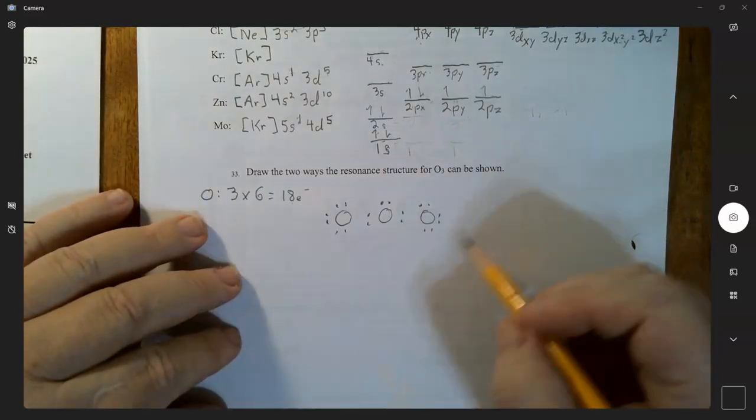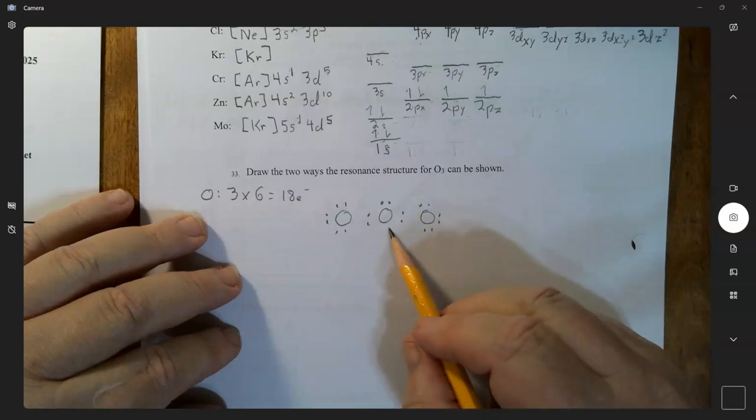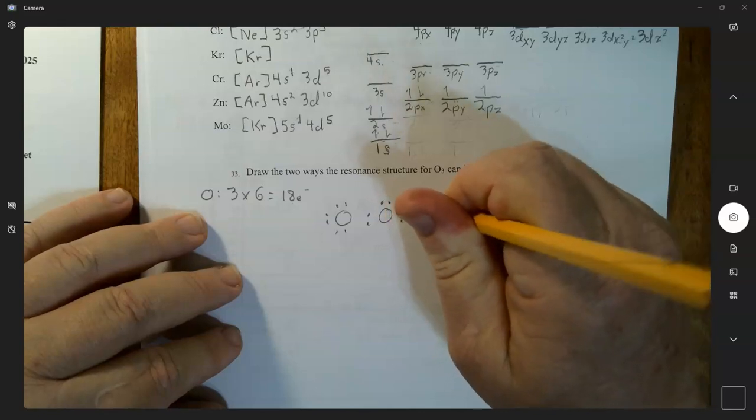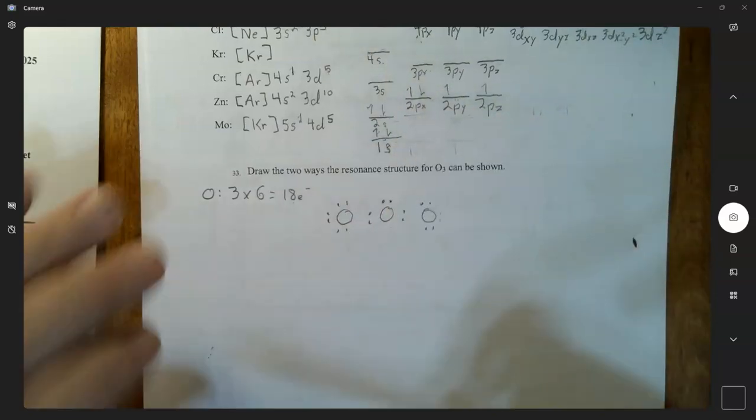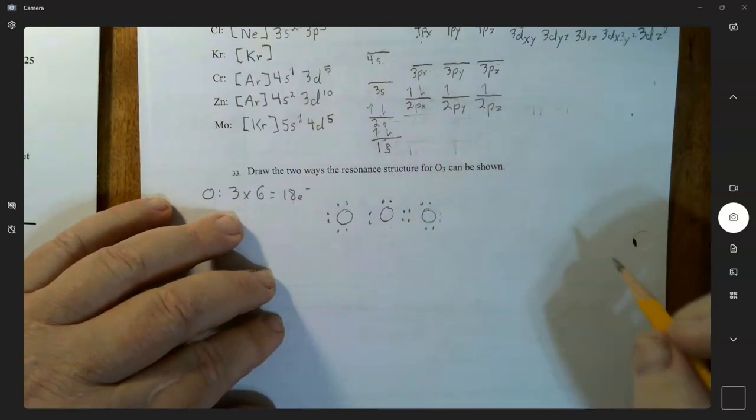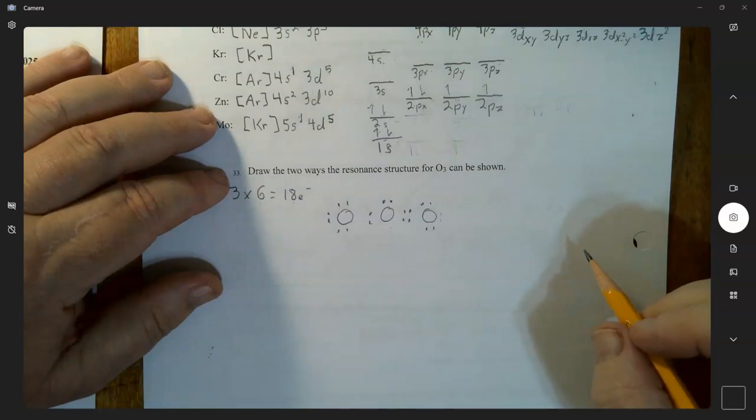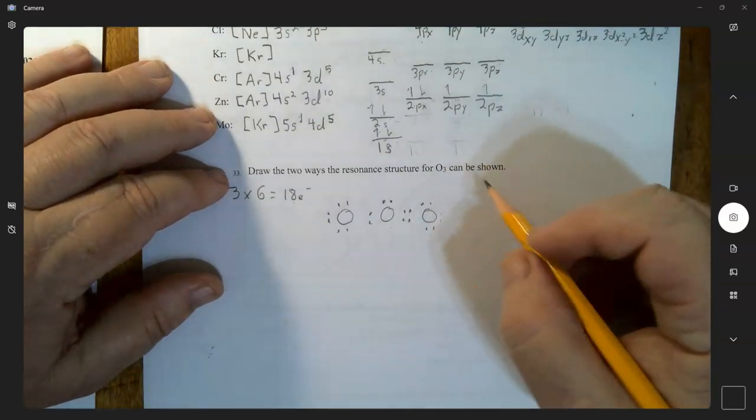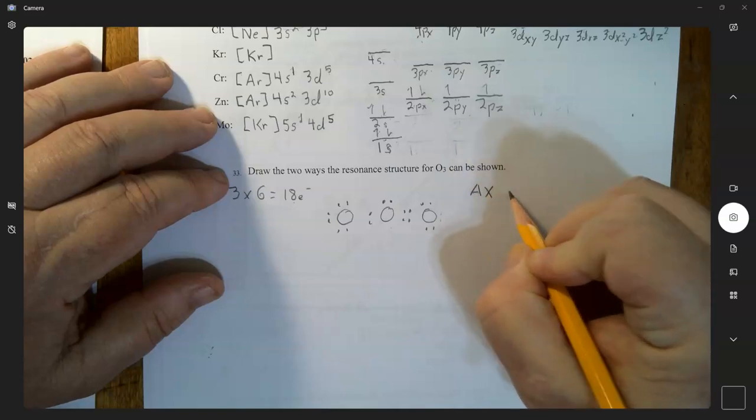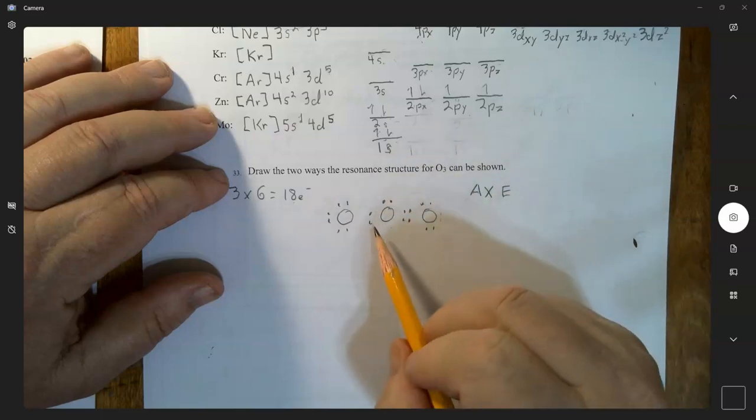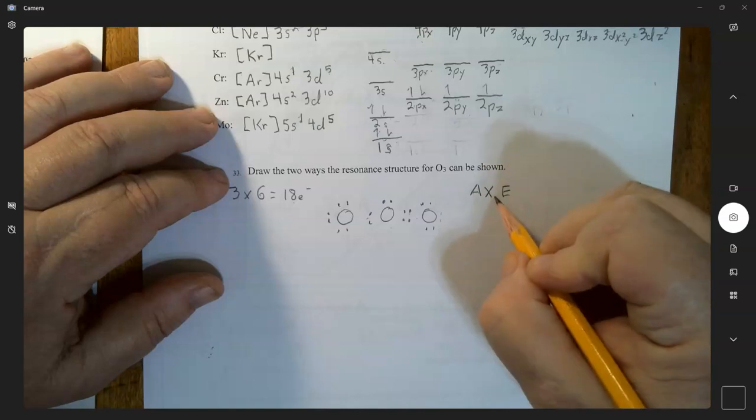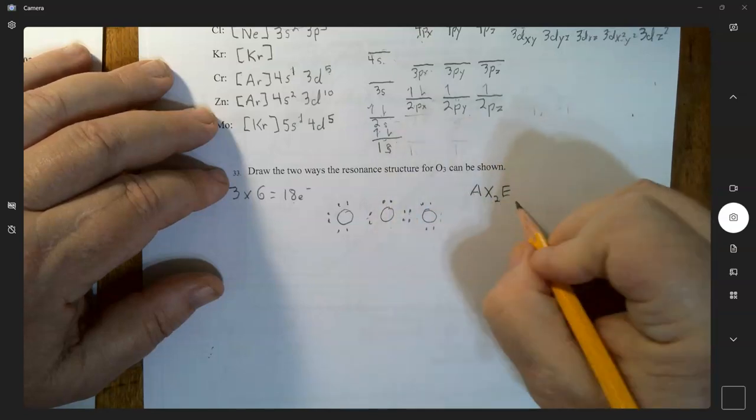Okay, so now we have that. We have 18, but we don't have an octet, so you're going to take a lone pair from outside. It doesn't matter which side. And we're going to put it right there. So now all of the oxygens have octets. So let's go ahead and write the AX notation for this. And it's 2 bonding domains, this single bond and this double bond, and 1 lone pair.